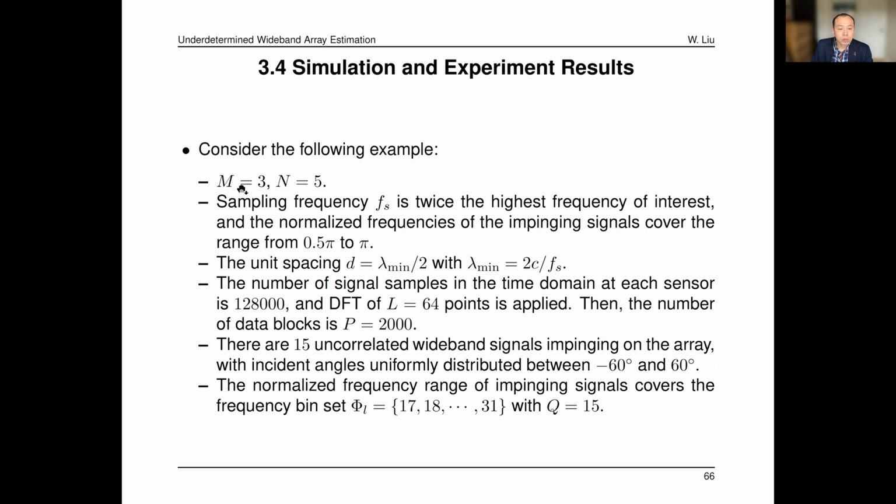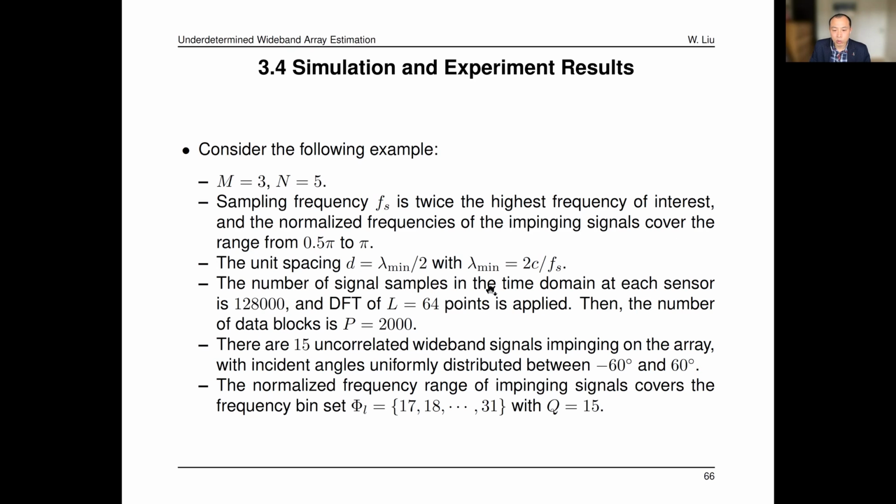We have m equal to 3, n equal to 5. So it will be 2 times 3, so 6, plus 5 minus 1, it will be 10 sensors. And the sampling frequency Fs is twice the highest frequency of interest. The normalized frequencies of the impinging signals cover the range from 0.5 pi to pi. And the unit spacing at the start, we choose, is lambda minimum over 2.